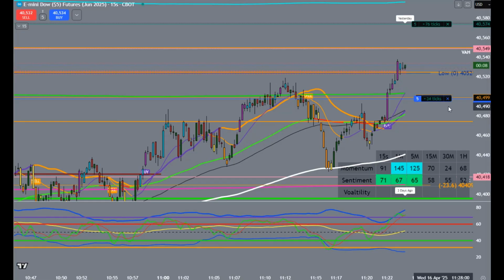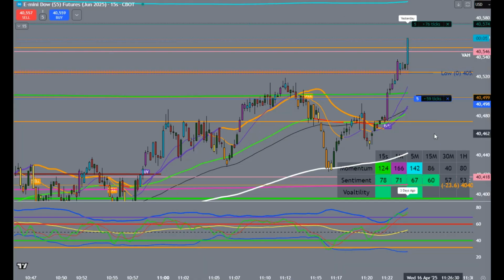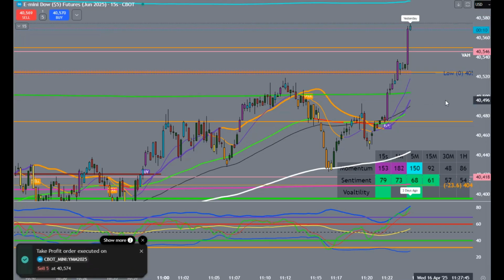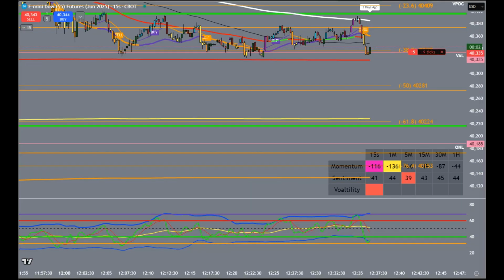We're breaking through deviation 1, which is that green line. That's our entry point. We've got multiple time frames of momentum and sentiment. We'll even get a volatility break in this trade. Look how that pulls us right up to our take profit level, and we're going to lock in right here with 70 points. Now the market came all the way back down.